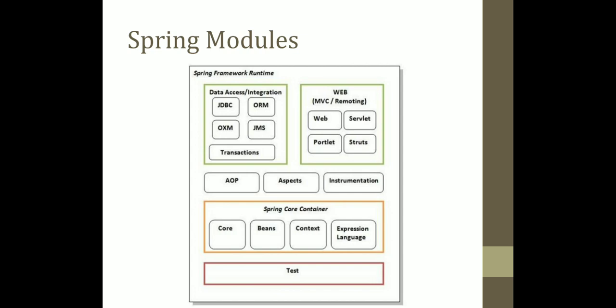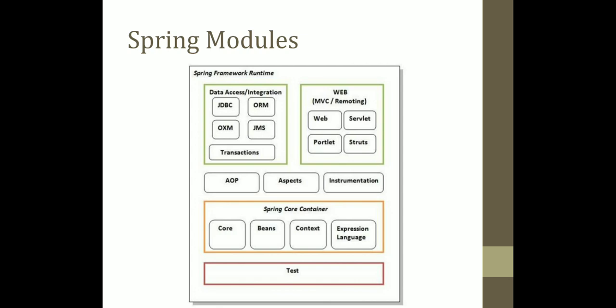Then the web. In web we can see there are MVC and remoting points. Okay, so web service, portlet and struts, that we'll see. So web is the layer that consists of web MVC, web socket and web portlet. So web is a module that provides various types of integration features regarding web development, like multi-part file upload, IOC container initialization and web oriented application context.